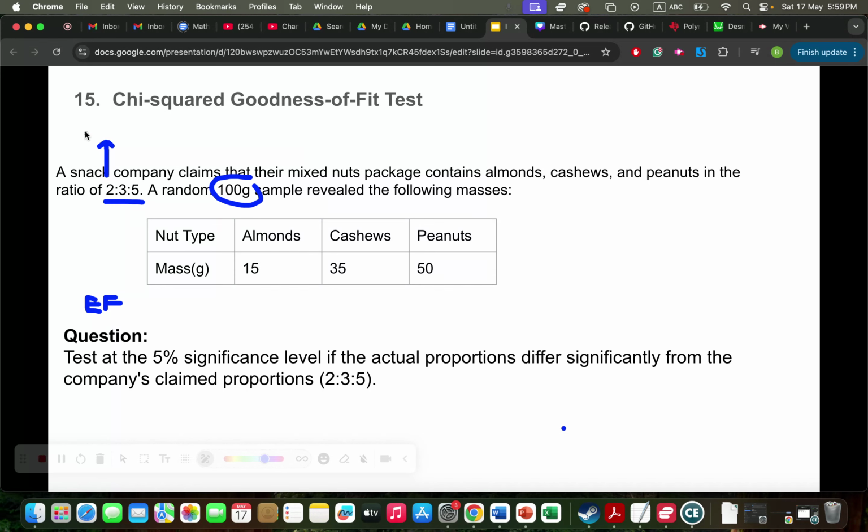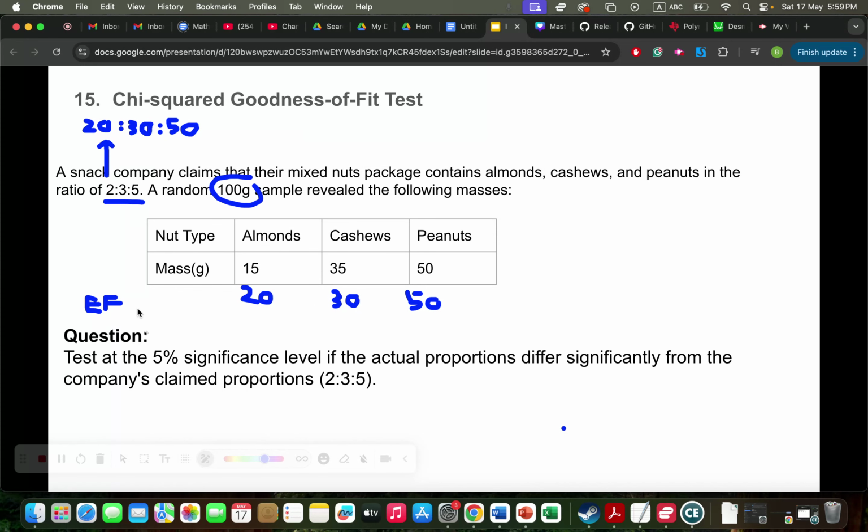So, if I take 10 times 2, that gives me 20. Then the next one should be 30, and the next one should be 50. When you add these together, that should give me 100 grams. This is what I'm expecting to see for the three different types of nuts, which is 20, 30, and 50. Now the peanuts look good.